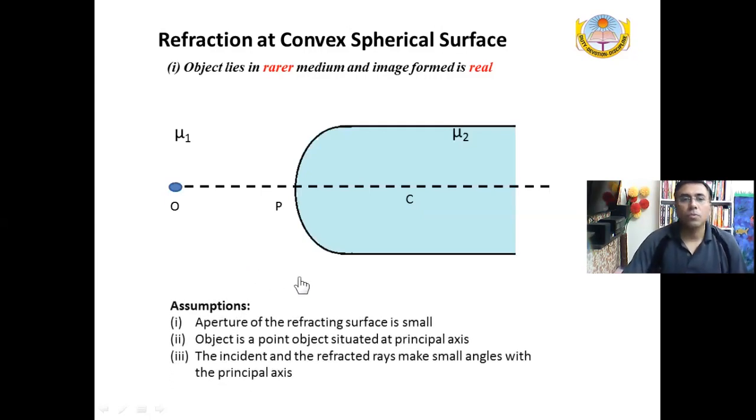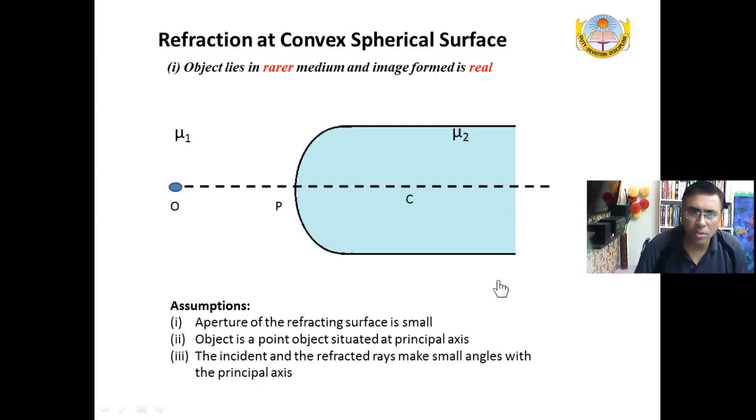Before we start with the derivation, there are certain assumptions which we should consider while we derive the relation between u, v, R and mu1, mu2. The first assumption is that the aperture of the refracting surface is small. That is, the size of this refracting surface we consider very small. The second assumption is that the object is a point object situated on the principal axis. And third, the incident and refracted rays make a small angle with the principal axis. That means the angle of incidence and the angle of refraction which we will obtain over here will be very small.